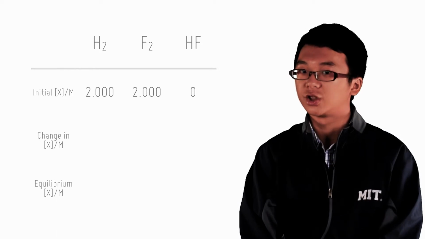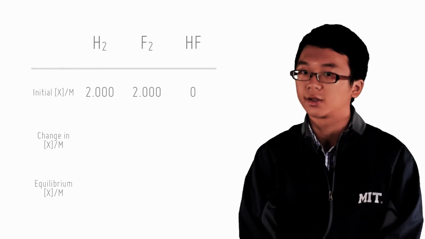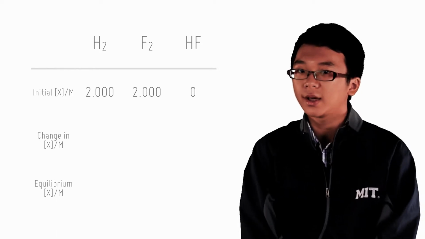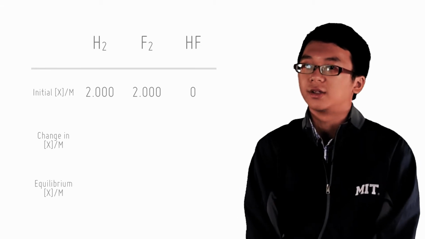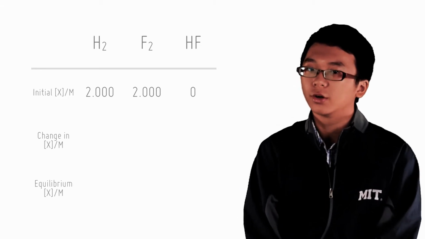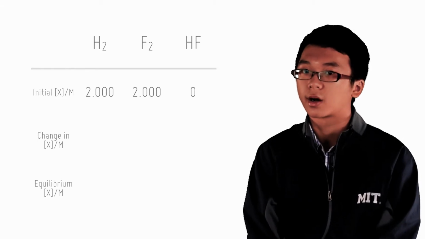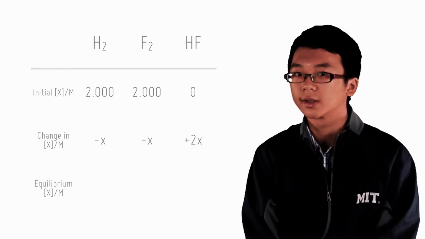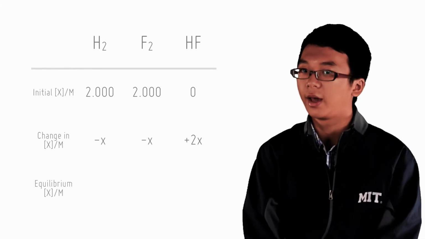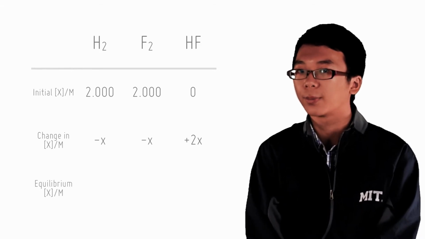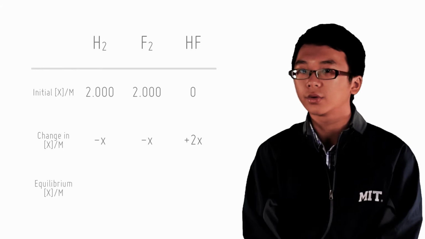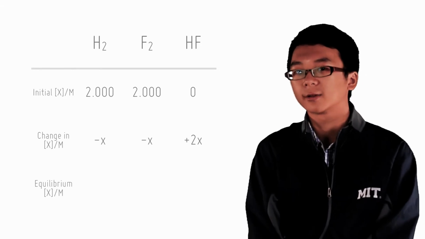Next, let's look at the change in concentration. How much did the concentration change by? Well, if you knew then you would have already gotten the answer to the question, wouldn't you? We don't know. So let's leave it as x. Negative x rather, because the concentration of H2 and F2 is reduced. As for HF, because for every x mole of H2 or F2 consumed, I produce 2 moles of HF, the increase will be plus 2x.